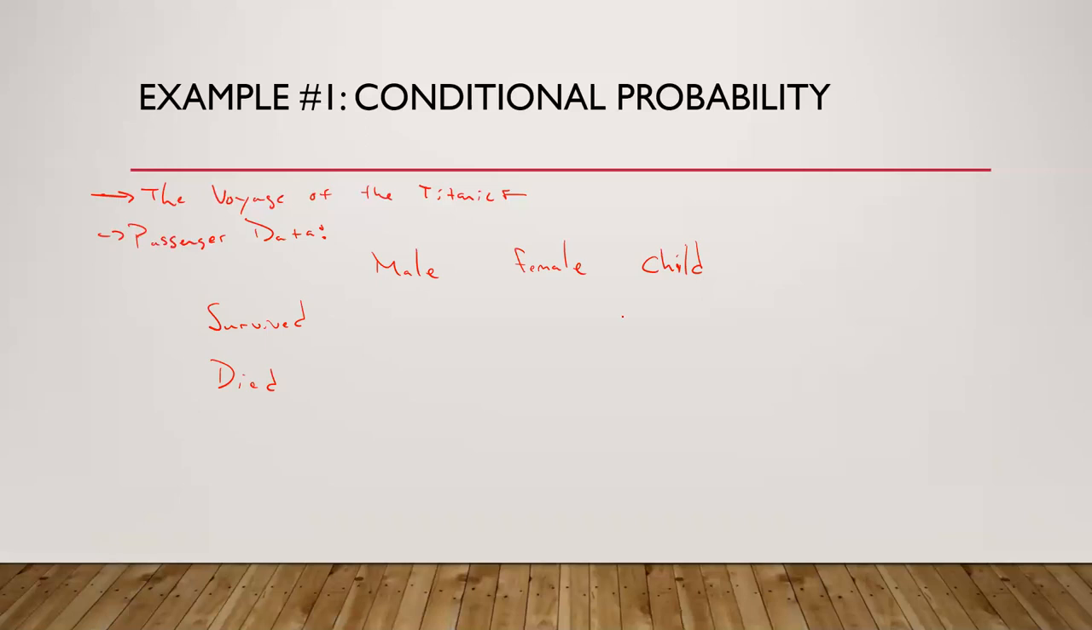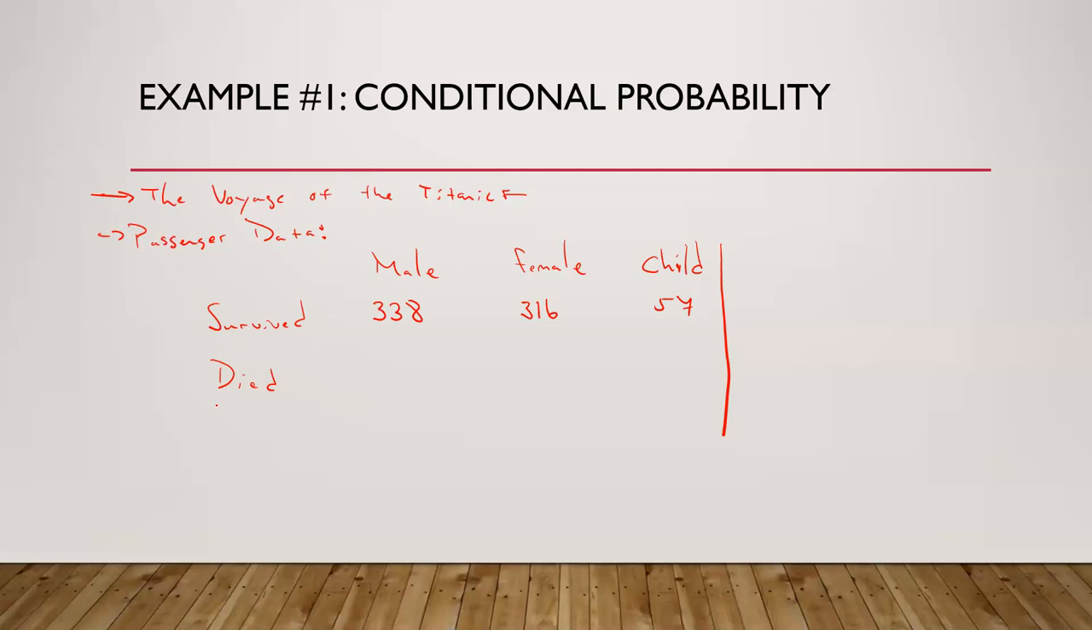So let me give you the counts of each of these, okay? The number of males who survived the Titanic is 338. The number of females who survived the Titanic were 316. And the number of children who survived the Titanic were 57.